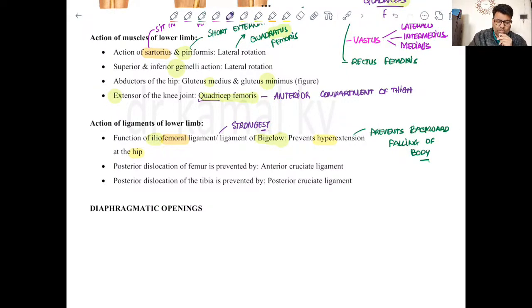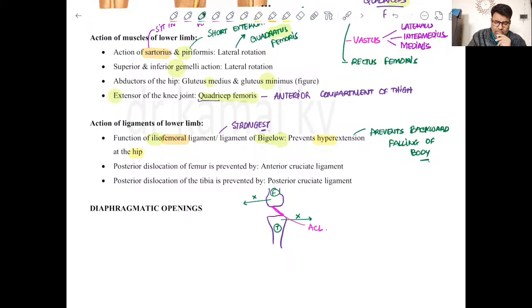Then there are two cruciate ligaments in the knee joint. So suppose if this is the femur, this is the tibia, then one of the ligaments is the anterior cruciate. Clear? So this is the anterior cruciate ligament. Now it will prevent anterior movement of tibia, and it will prevent backward movement of femur. Clear? So this is femur, this is tibia. So it will prevent anterior movement of tibia and backward movement of femur.